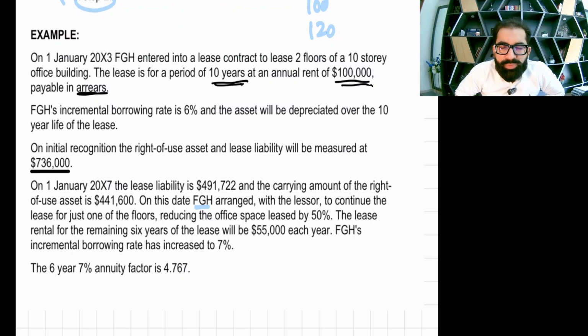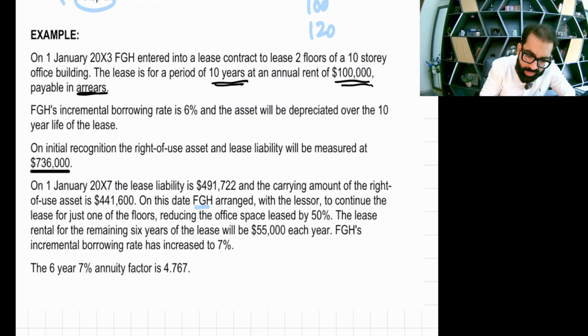Now the question: on 1st of January X3, FGH entered into a lease contract to lease 2 floors of a 10-story office building. The lease is for a period of 10 years at an annual rent of 100,000 payable in arrears. So that means initially we got 2 floors at an annual rent of 100,000 for 10 years. Okay, 2 floors we have got.